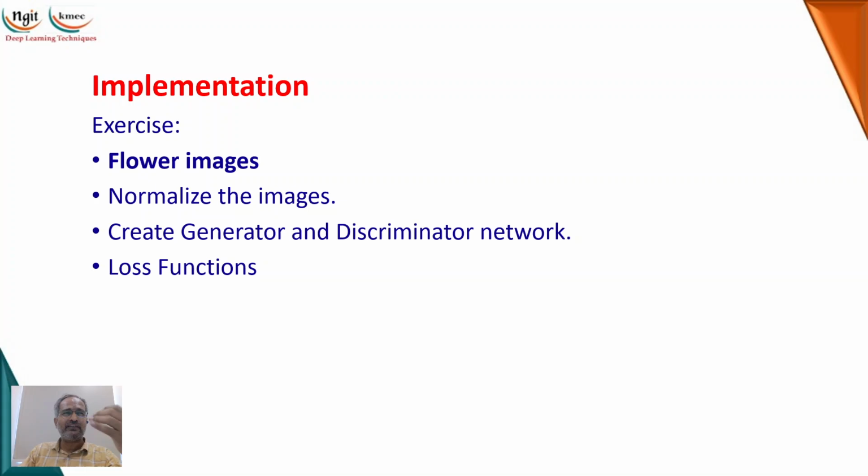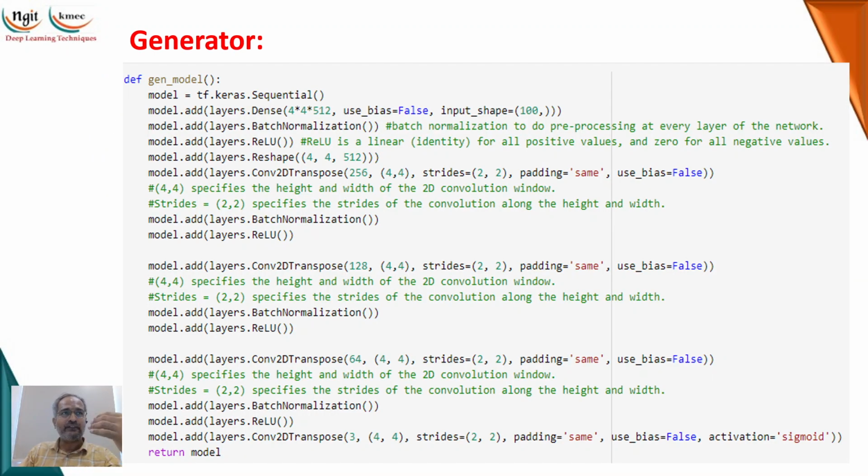If you want to implement the generator and discriminator model, meaning the GAN model, we have to take the images and normalize them, create the generator and discriminator networks, and define the loss function. After that, we have to train it. This is the simple sample code we have given.